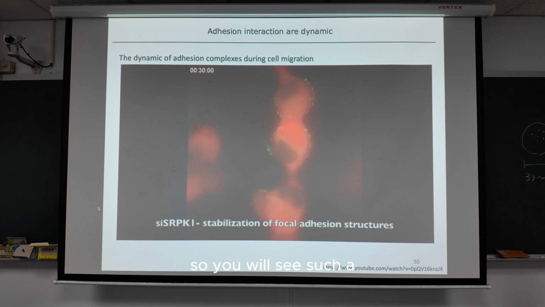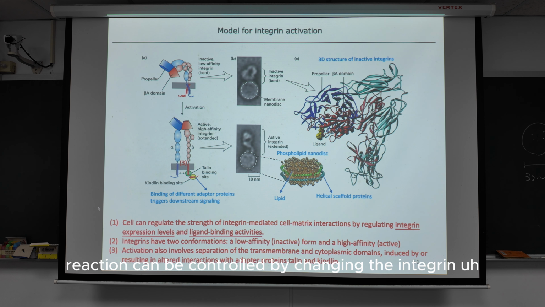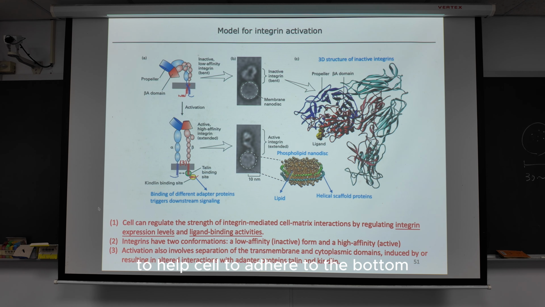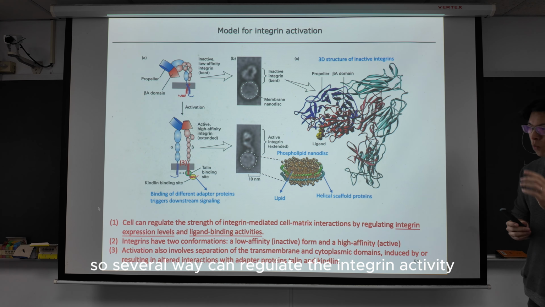Okay? So you will see that forming the new adhesion and removing the old adhesion need to be really quickly turned over. Such a reaction can be controlled by changing the integrin activity, because as I mentioned before, the integrin is the major molecule helping the cell adhere to the bottom or interact with the ECM. So several ways can regulate the integrin activity.